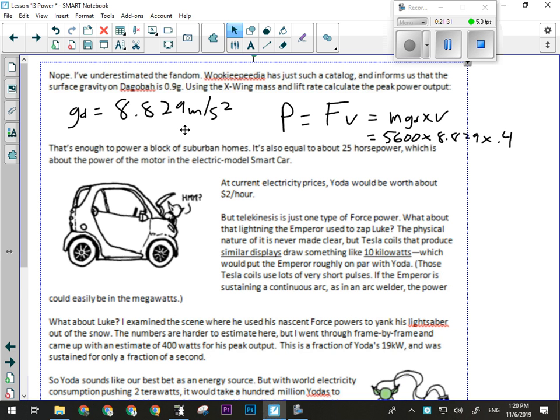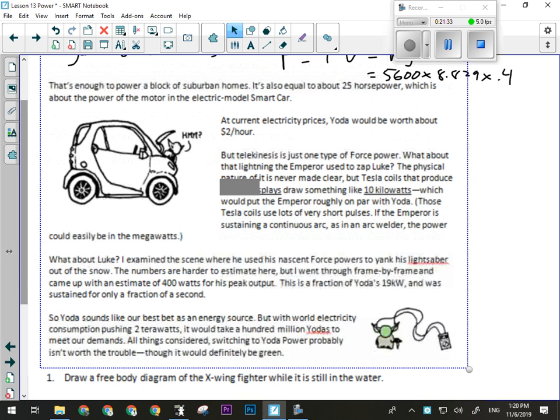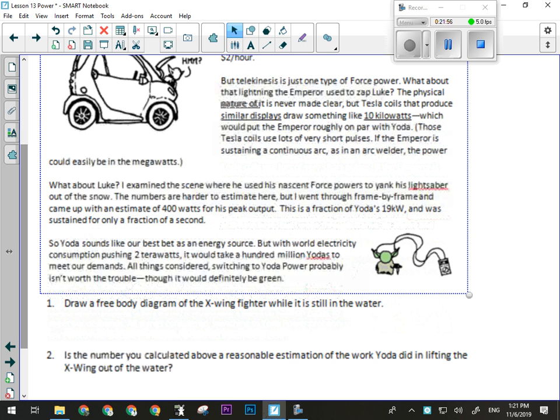Now, obviously we've seen in Star Wars there's other examples of people using the Force, especially when the Emperor would zap people with the Force lightning. To make electricity arc like that requires an ungodly amount of power, and that would be somewhere in the megawatt range, which is way more than the 19 kilowatts that we just saw Yoda exert. So obviously Yoda wasn't taxing himself too much in lifting the X-Wing out of the water.